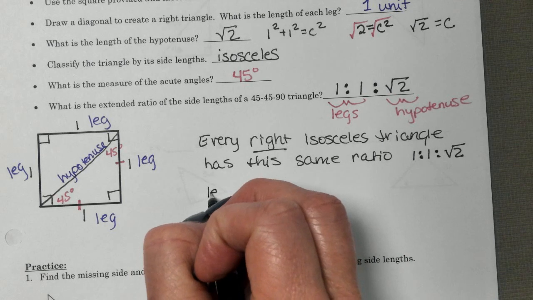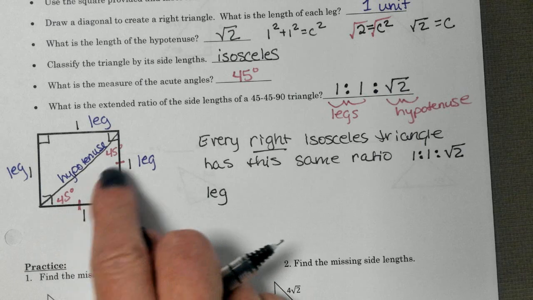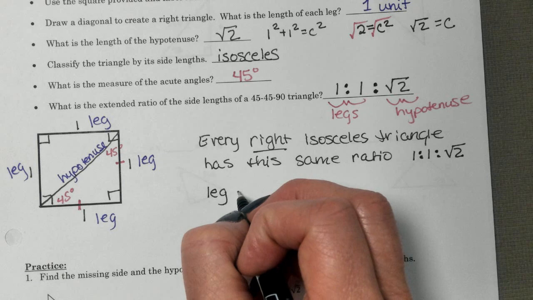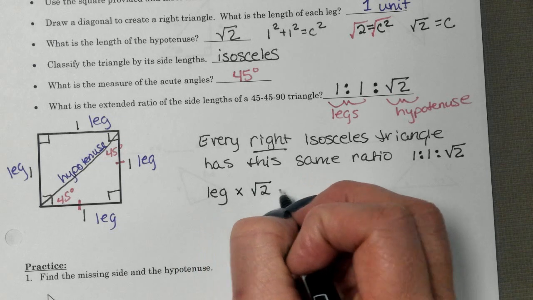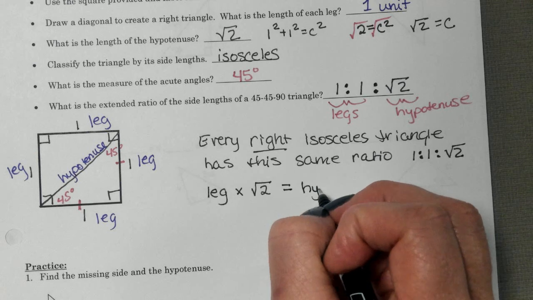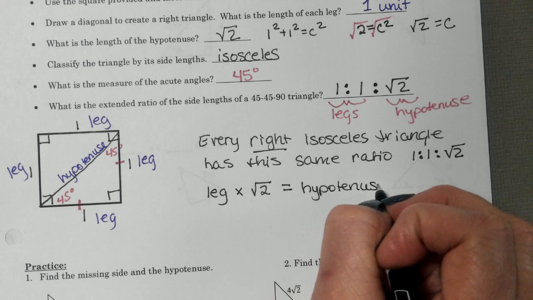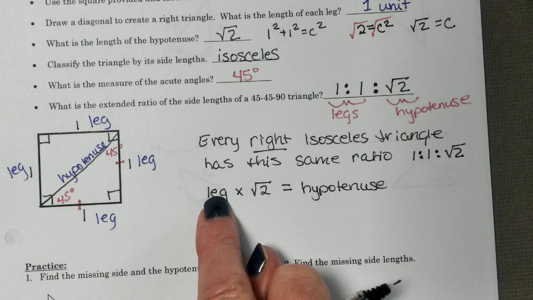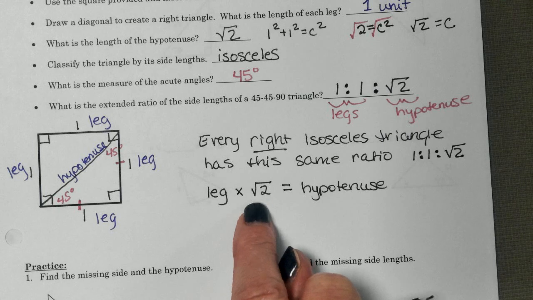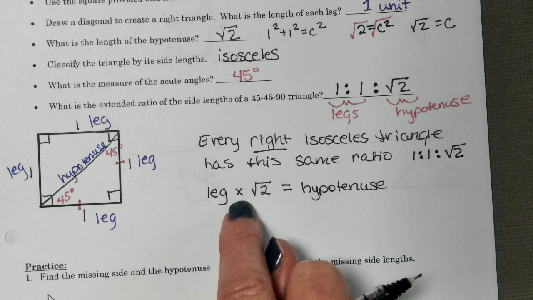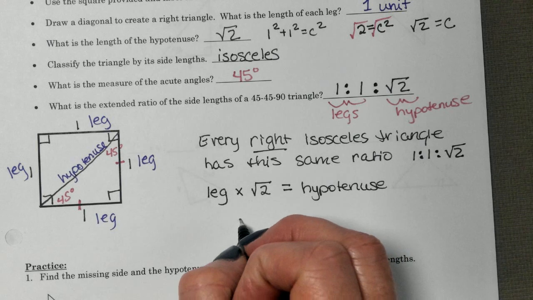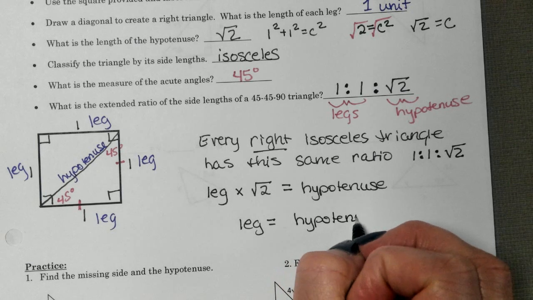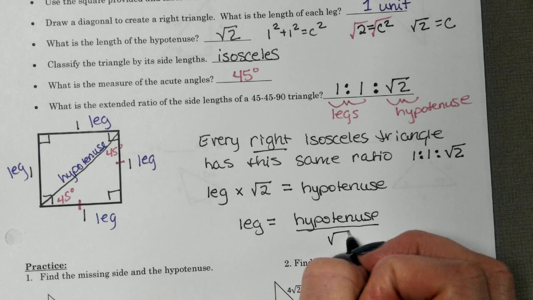Either leg, the leg of the isosceles right triangle times the square root of 2 will equal the length of the hypotenuse. So this is all you really need to know. If you know the leg, you take it times the square root of 2. If you know the hypotenuse, you'll solve by dividing. So the leg is equal to the hypotenuse divided by the square root of 2.